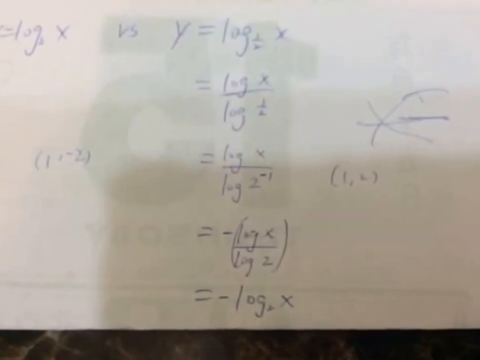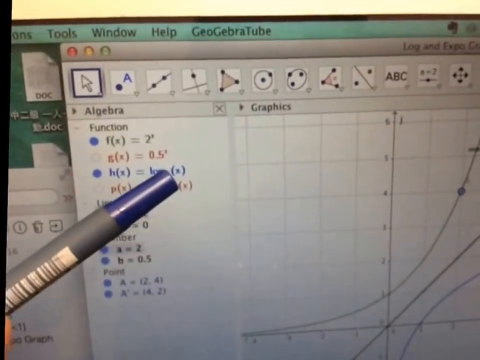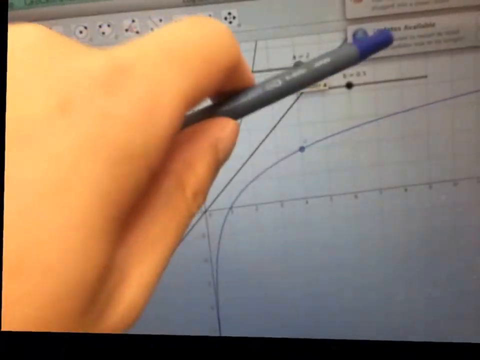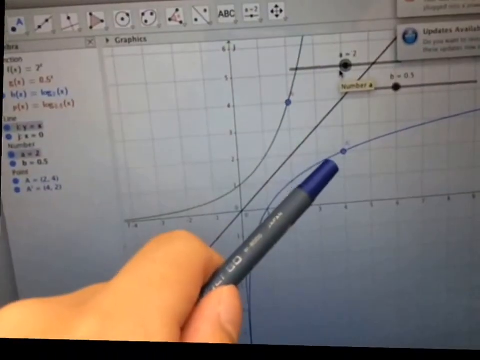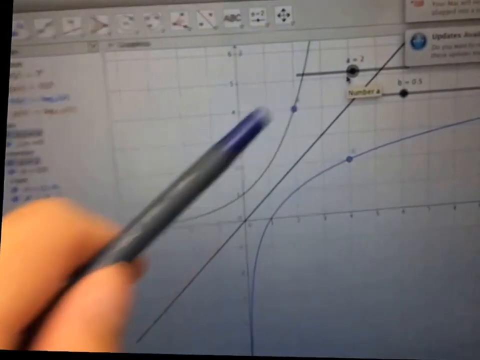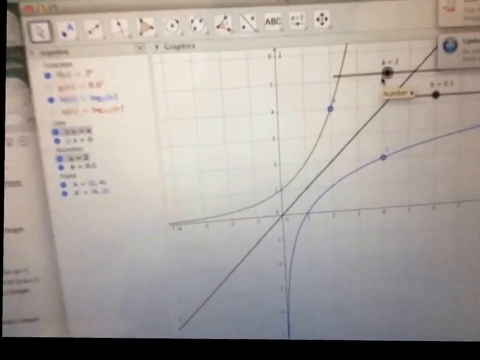Okay. Now I show two graphs. One is an exponential graph, one is a log graph. They are with the same base. You will see they are a kind of reflection about the line y equals x. And if this is a point 2, 4, this point will become 4, 2. The x and y coordinates are interchanged.